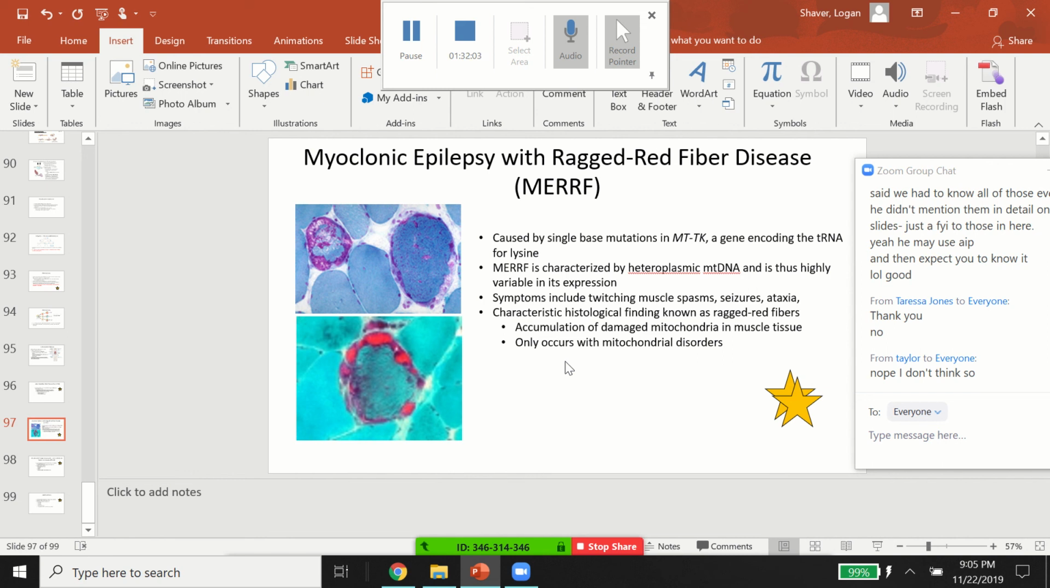But yeah, and also that you see these ragged red fibers. Of course, on the exam, they probably give you MERRF, so you'd have to know what it stands for instead of them giving you that whole title. So therefore, if they gave you ragged red fibers as a clue, it wouldn't help you unless you knew what it stands for. So that's something to keep in mind for these questions.